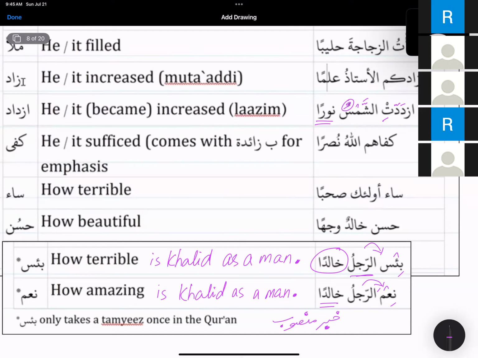Okay, so now tamyiz, we said that basically it specifies, right? It removes any ambiguity. So now tamyiz can clarify in two ways. One is that just one word is ambiguous, right? And after that, tamyiz is coming to just clarify this word. And sometimes the whole sentence would be ambiguous without tamyiz, so we need to bring a tamyiz. So in that sense, tamyiz could be divided into categories.